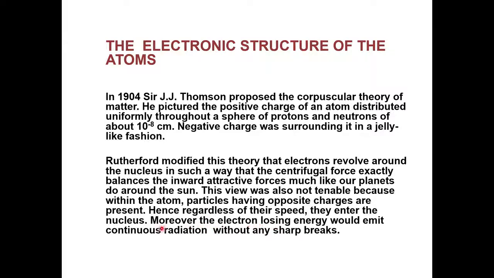Moreover, the electron losing energy would emit continuous radiation. Now imagine an electron is going round and round. The nucleus is attracting it, and it is very heavy, 1840 times heavier than the electron. So it keeps on attracting, and sometime it falls. But if it is falling into the nucleus, it would be slowly losing its own energy, and it must be emitting radiation. This does not happen. That means the electrons around the nucleus are moving around in such a way that they do not fall into the nucleus. That is the catch.